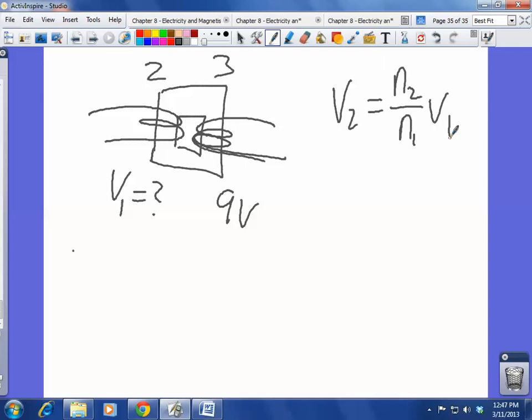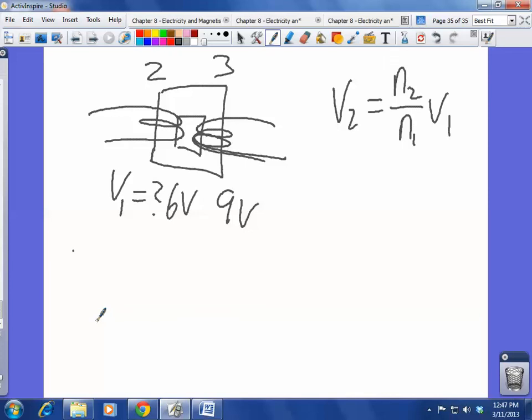So what did you guys get here? 6. Good. And if we notice here, I'll put this up here real quick. We notice this ratio here of voltage is the same as this ratio of the coils. With a lower number of coils, it's easier to see. 2 to 3 is the same as 6 to 9.